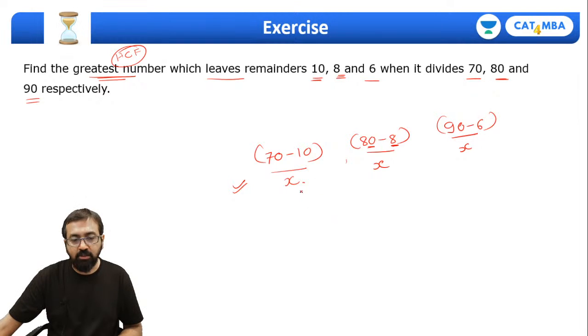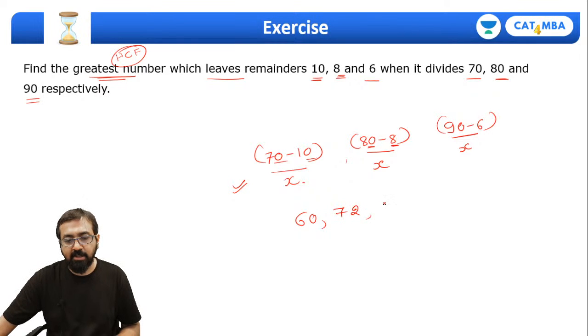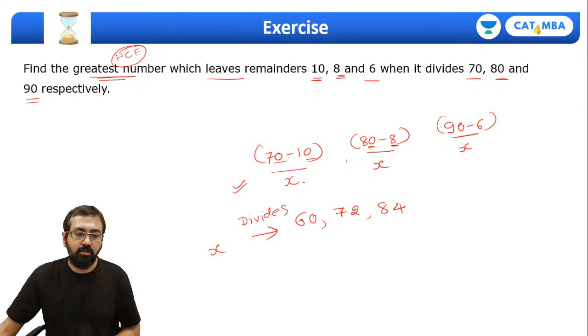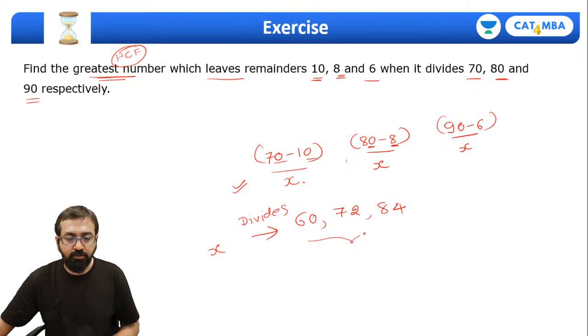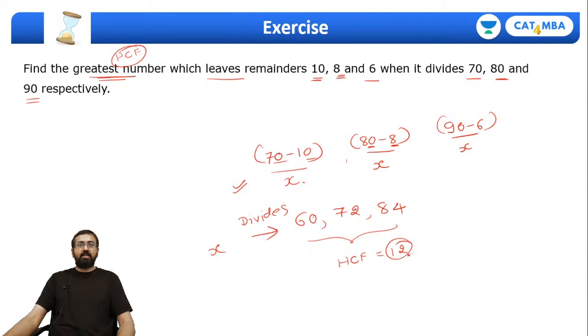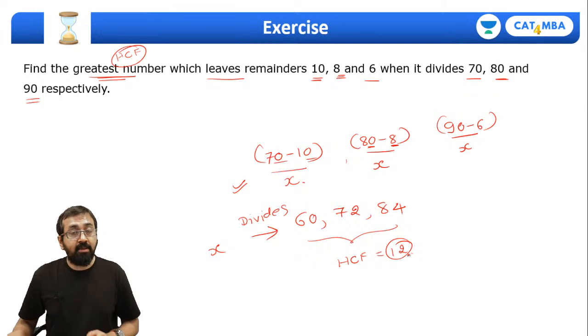That means we need to find a number which divides 70 minus 10 is 60, 80 minus 8 is 72, and 90 minus 6 is 84. We need to find a number which divides all these numbers completely. See, remember that word divides, right? So that means we need to find the HCF of these numbers, and it will come out to be 12.